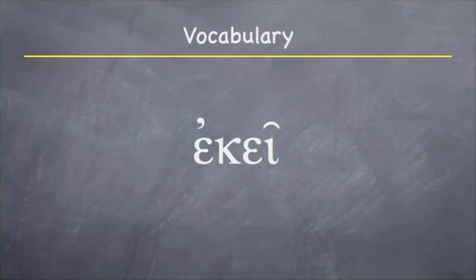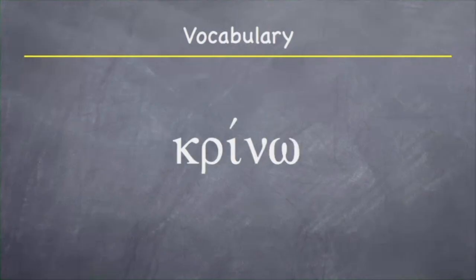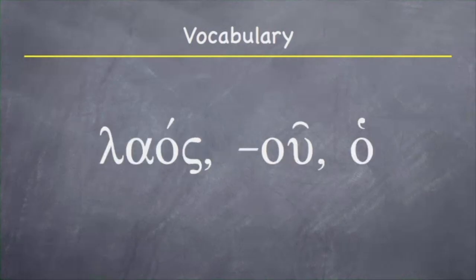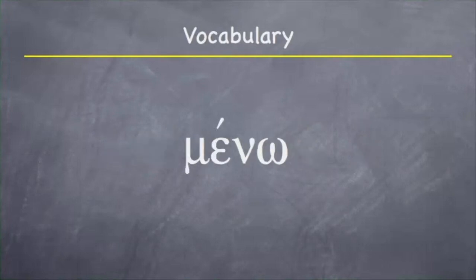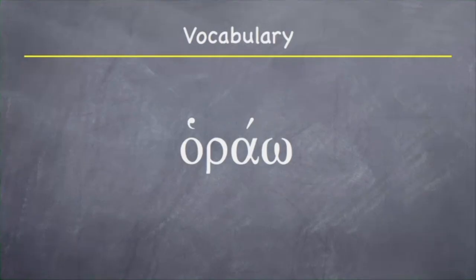Ekei: there, in that place. Krino: I judge, decide, prefer. Laos, laou, ho: people, crowd. Meno: I remain, live. Horao: I see, notice, experience.